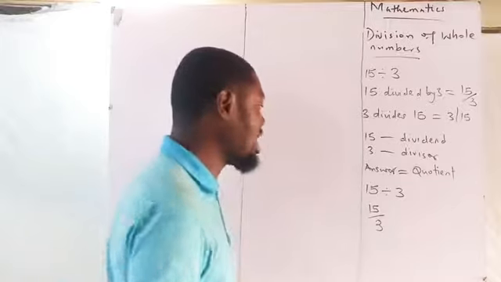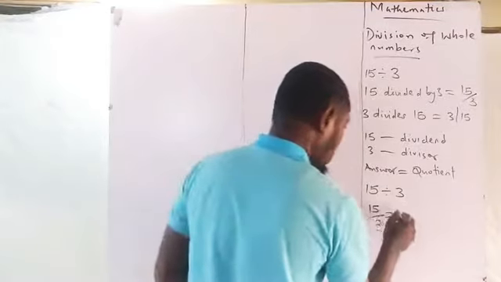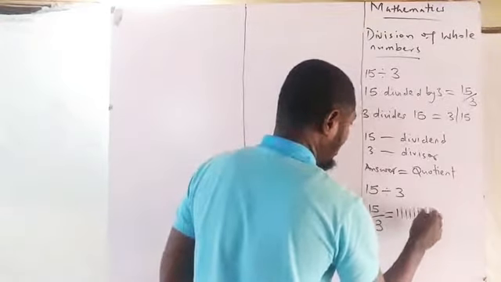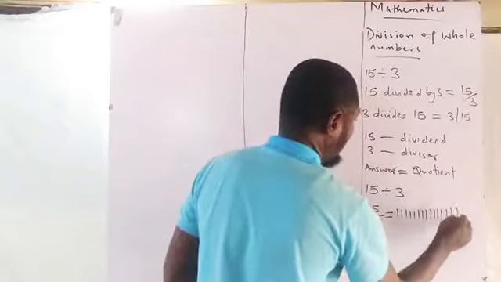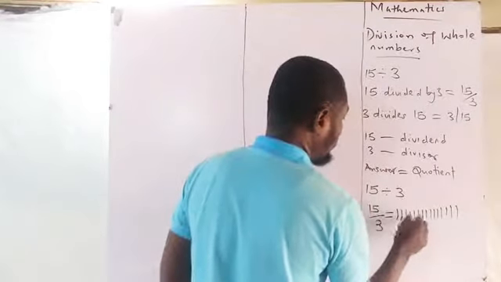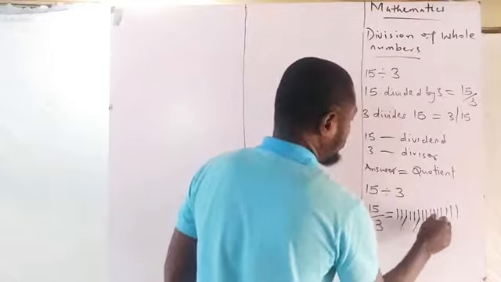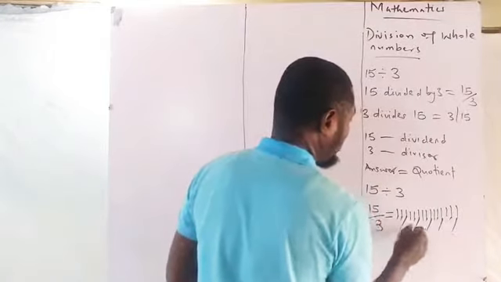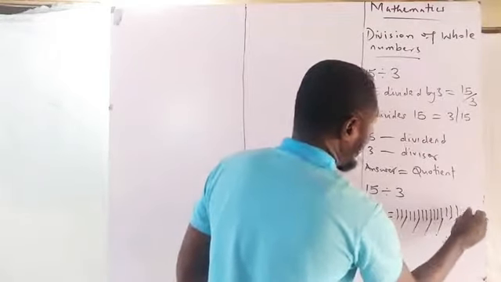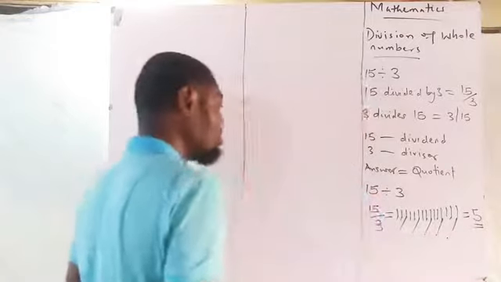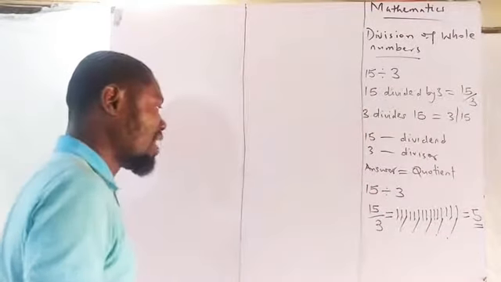But you can actually use your counting of sticks. 1, 2, 3, 4, 5, 6, 7, 8, 9, 10, 11, 12, 13, 14, 15. You have 1, 2, 3, 1, 2, 3, 1, 2, 3, 1, 2, 3, 1, 2, 3. You have 1, 2, 3, 4, 5. So your answer is 5. So 15 divided by 3 is 5.